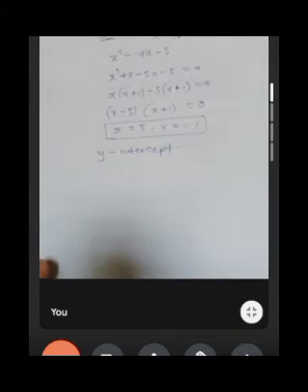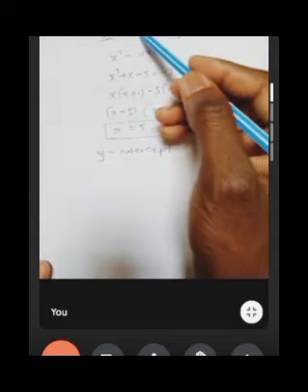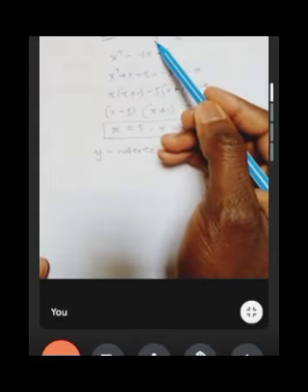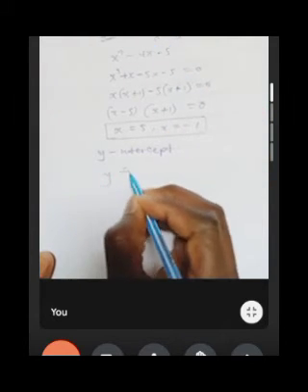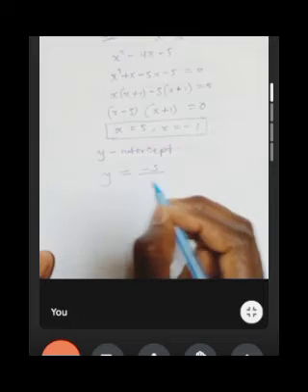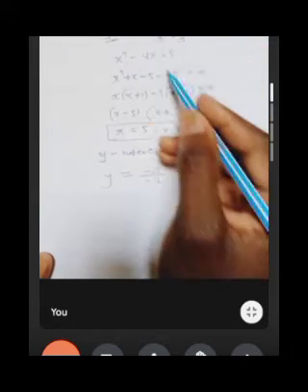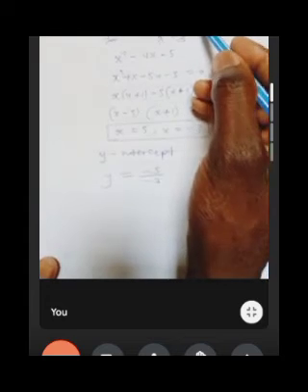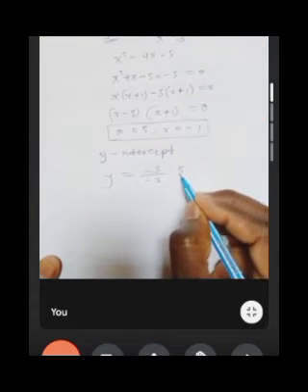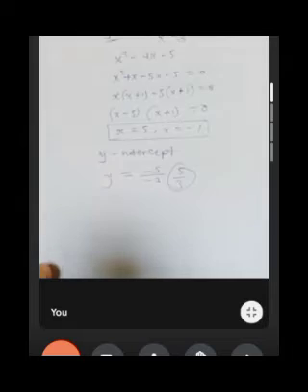For the y-intercept, we say x must be equal to what? X has to be equal to 0. So if you put 0 here, you put 0 there, you put 0 here, what answer are you going to get for y? Definitely we are going to get negative 5 over negative 3. Reason being, this is going to be 0, that one 0, this one 0. Negative 5 divided by negative 3, we're going to get 5 over 3.